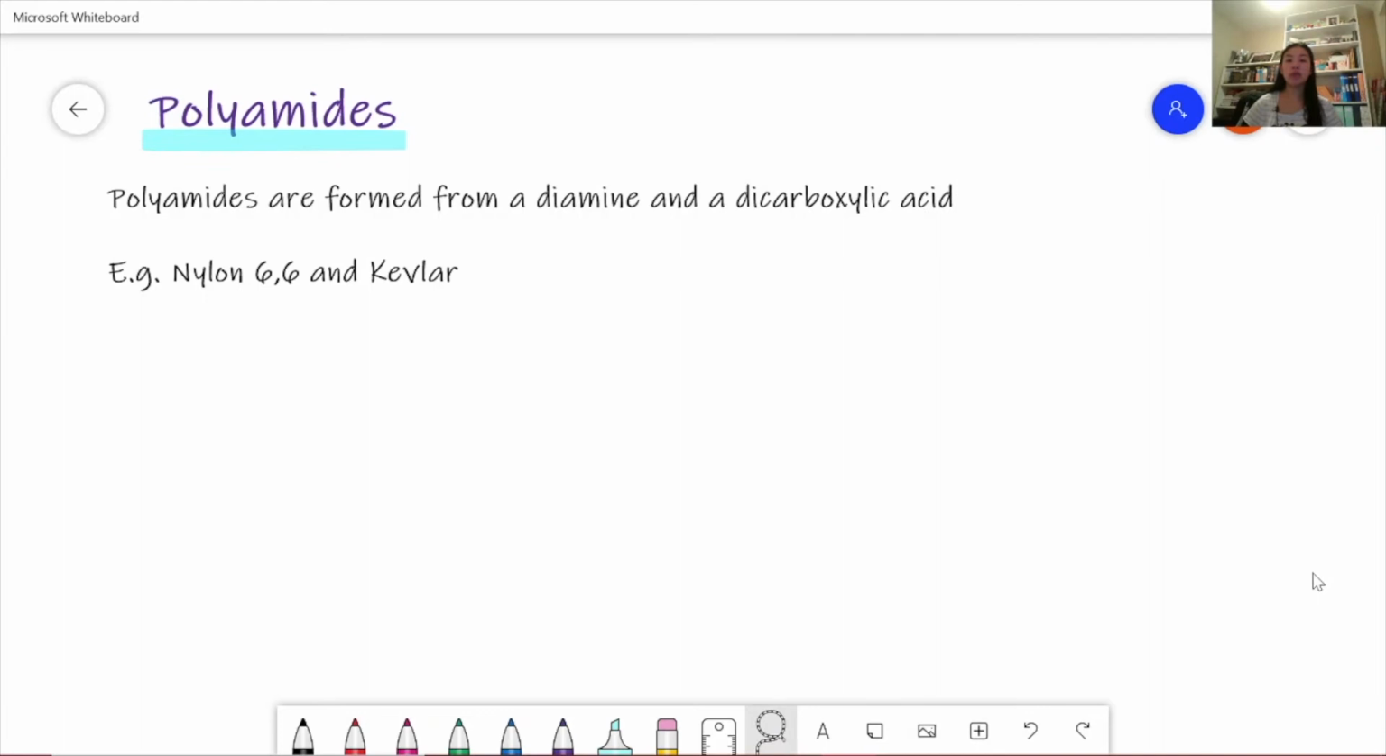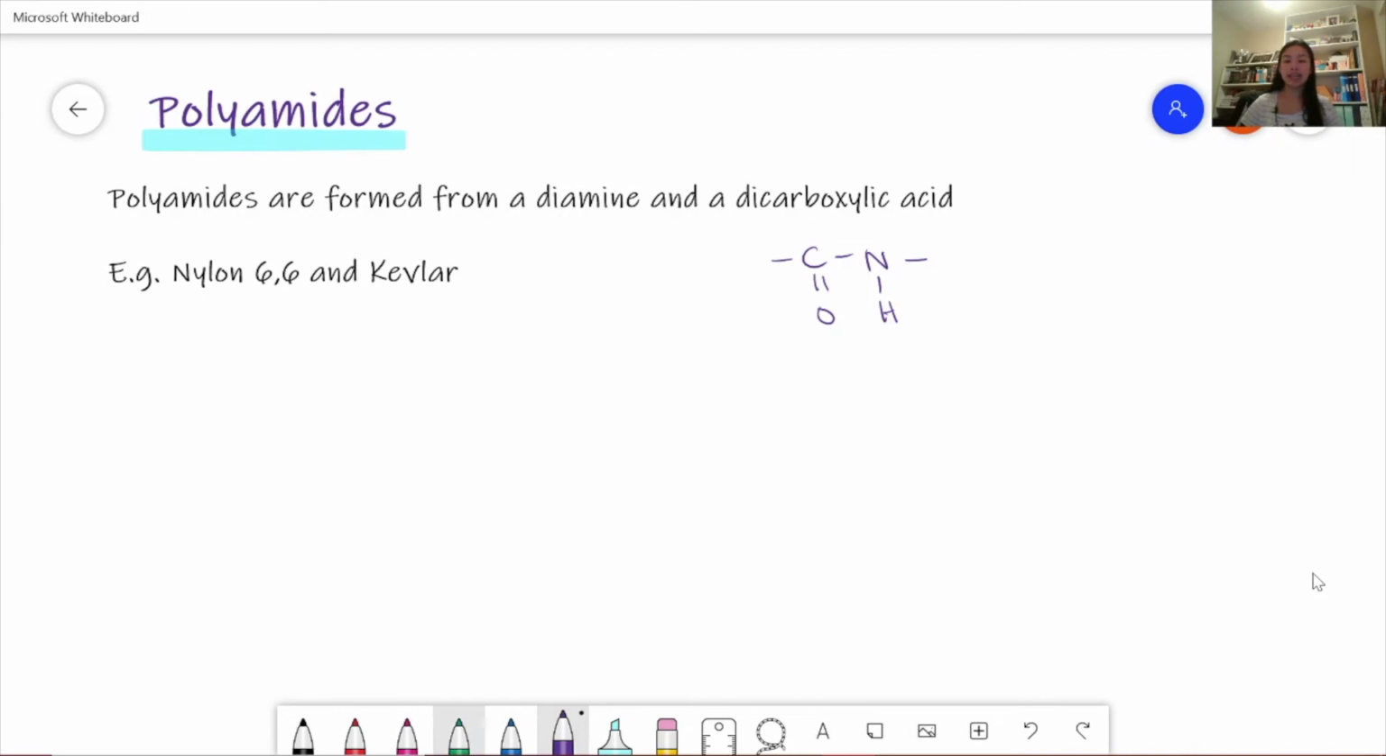So now we're going to talk about polyamides. Now, polyamides are formed from a diamine and a dicarboxylic acid. And this is because normally to form amides, we need an amine and a carboxylic acid. So in order to get this amide link, this C double bond O NH, to be repeating over and over again, then we need an amine and a carboxylic acid. So we have 2 examples of polyamides. The first is nylon 6,6 and the second is Kevlar, and you'll need to know about both.